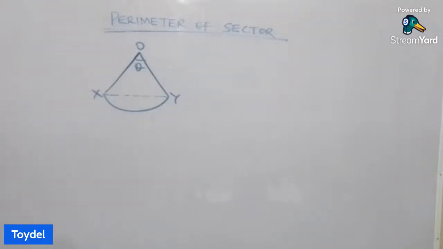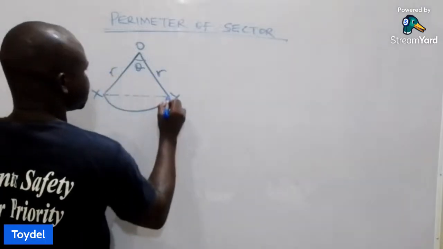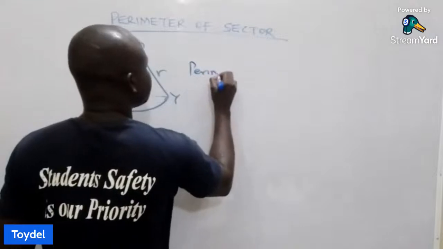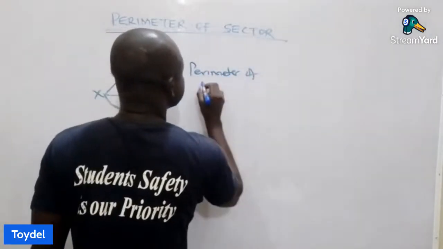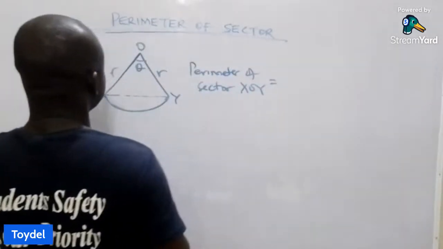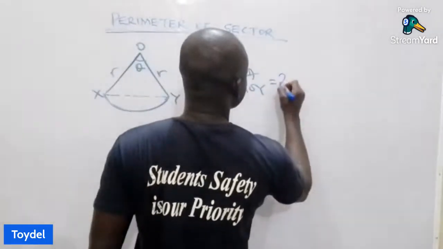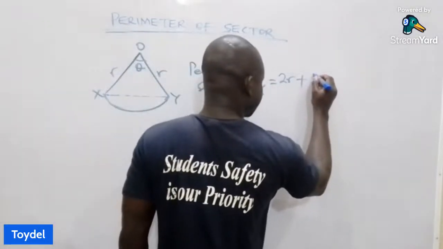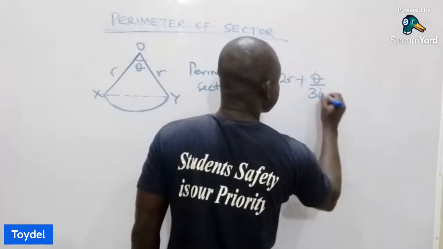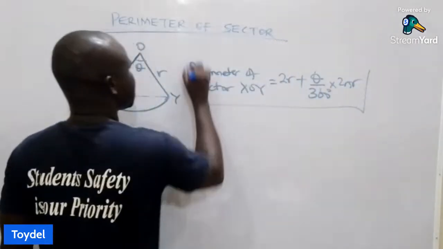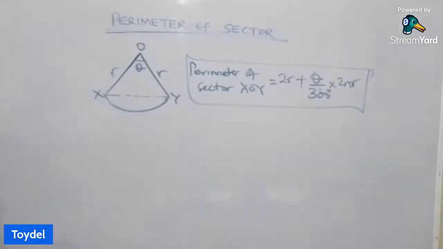So for the perimeter of the sector, this is a radius, here is a radius, then this is the length of an arc, arc XY. So the perimeter of sector XOY, as we have it on the board, will be: there are two radii, 2r, plus the length of this arc. The length of an arc by formula is given as theta all over 360 degrees multiplied by 2 pi r. So if you are asked to find the perimeter of a sector, it is given by that formula.